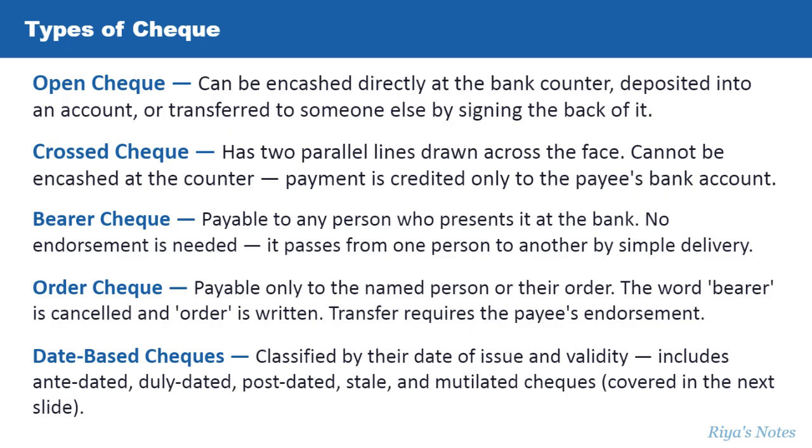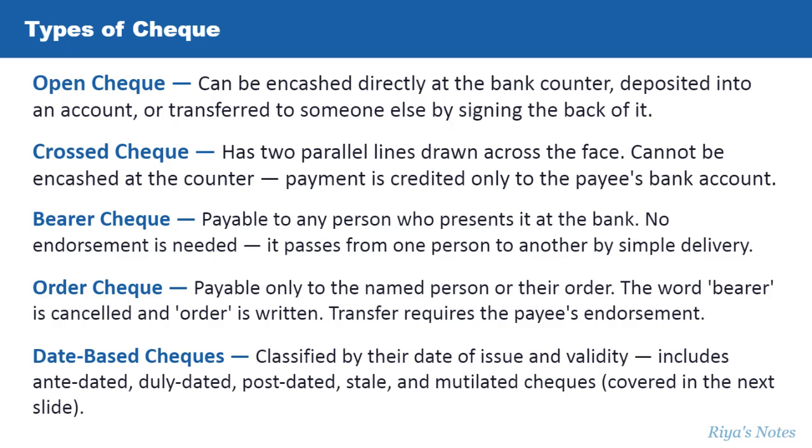Bearer check, payable to any person who presents it at the bank. No endorsement is needed. It passes from one person to another by simple delivery. Order check, payable only to the named person or their order. The word bearer is cancelled and order is written. Transfer requires the payee's endorsement.